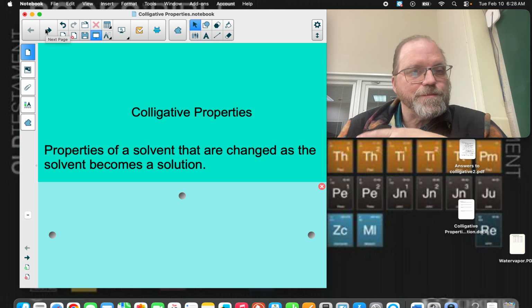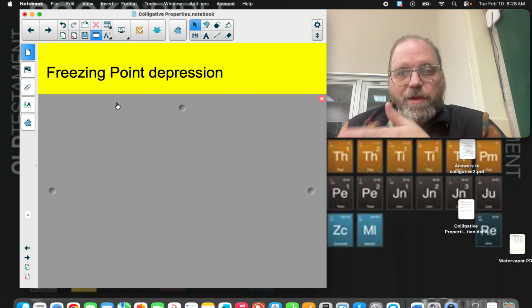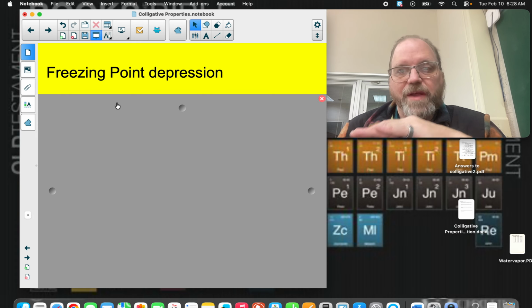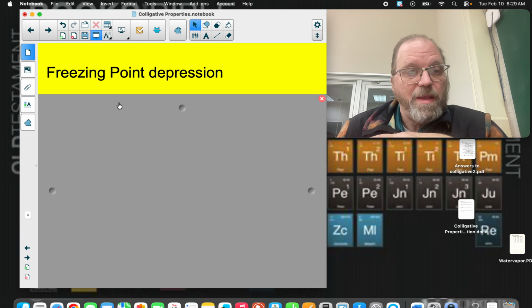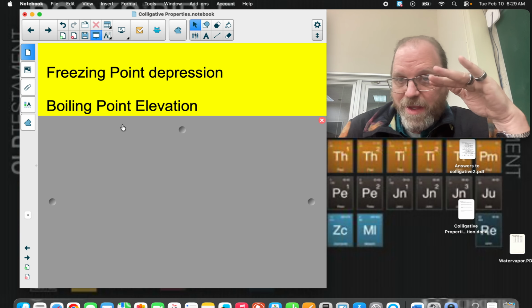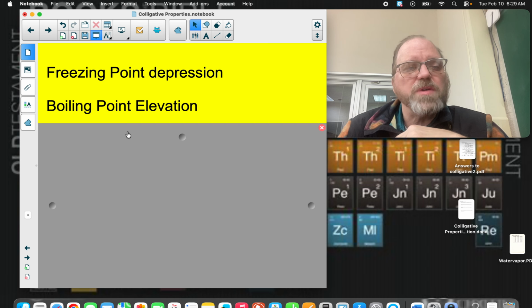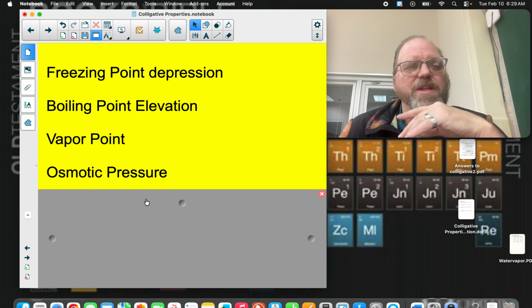All right, now, we talked about freezing point depression. Remember, in the antifreeze, we put ethylene glycol into water solution to depress the freezing point of water so that it freezes at a low temperature so your car does not become an ice box. Boiling point elevation, same thing. Antifreeze to keep the car from overheating. We also have something called vapor pressure and osmotic pressure. Now let's go through each of these.